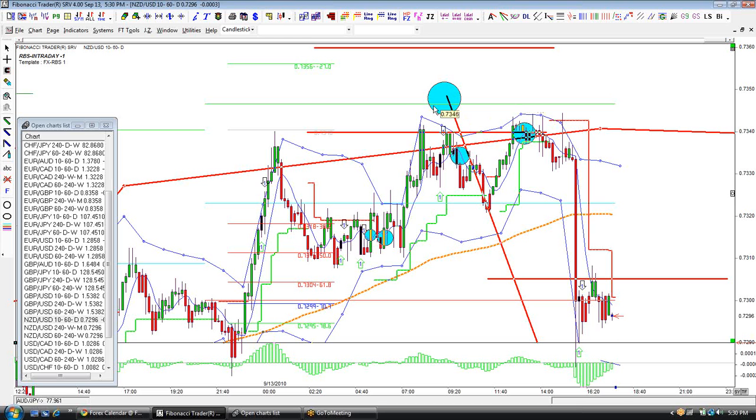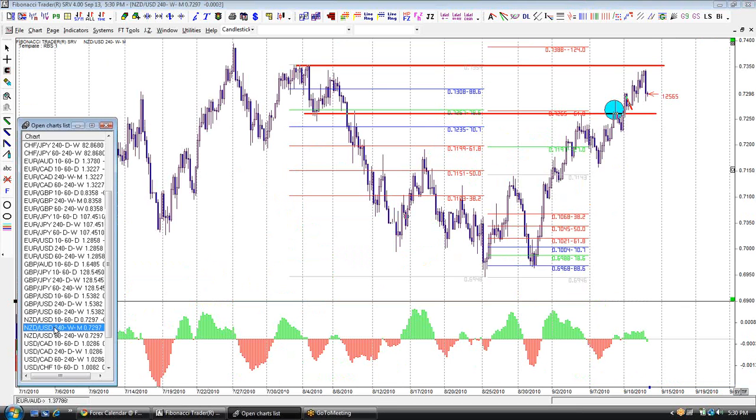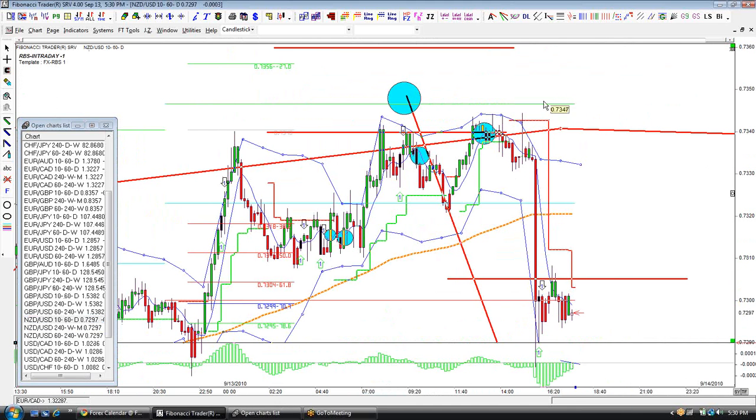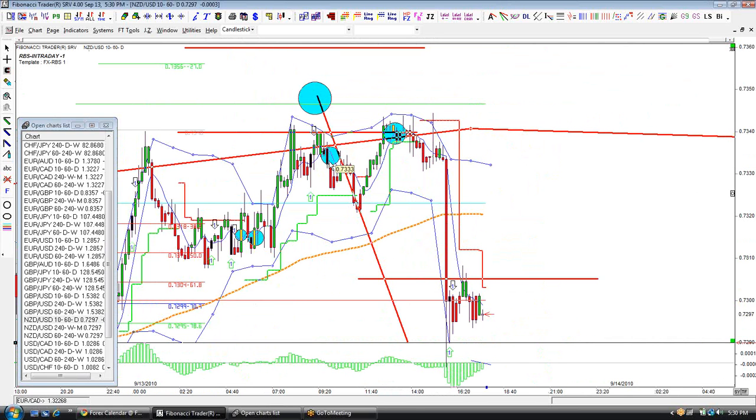73.50 was our main resistance level from the 4-hour chart, I believe. Very, very strong resistance level. So we were looking for bearish opportunities once price gets close to this level. Here were a couple of sell signals that we could follow.